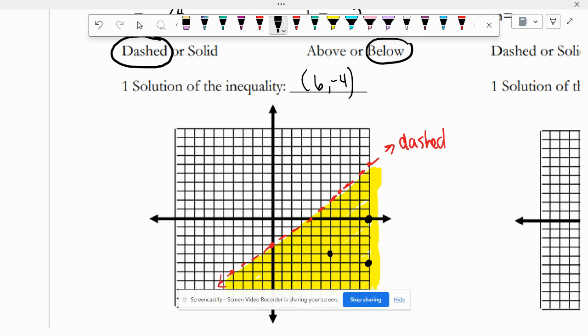How many solutions are there? Probably infinitely many, right? Because this line goes on forever. So tons and tons and tons. Do you guys understand how you pick a solution? You just pick an ordered pair that's in the shaded zone. Okay. Let's go to the next one.